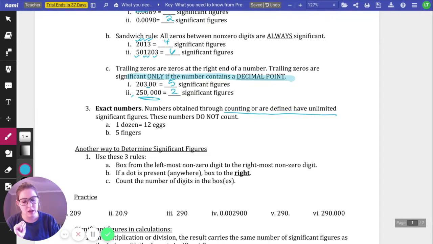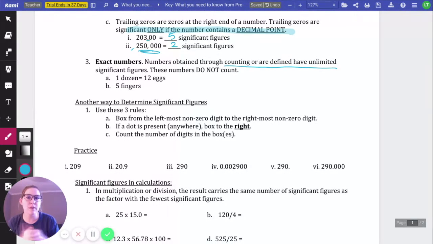Now, guys, if you went to Heritage last year, or if you took pre-AP chemistry at Heritage, you definitely learned the box and dot method. So I'm going to go through it really quickly. Box from the leftmost non-zero to the rightmost non-zero digit. If a decimal is present, box everywhere to the right. Count the numbers in the boxes, and that's your number of sig figs.